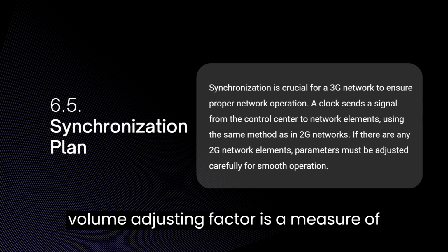And of course, in 3G networks, we also use the same basic method that we did in 2G networks. We start with a clock at the main control center, which sends a signal to the base stations and other network elements. However, we also need to be careful if any parts of the network still use the old 2G technology. These parts are used to working with different kinds of signals, so we need to adjust the parameters carefully to make sure everything will work together smoothly.